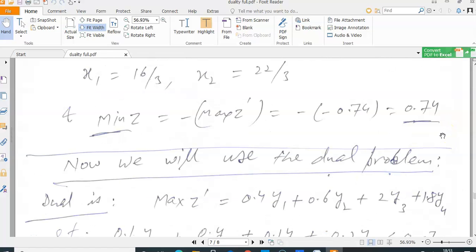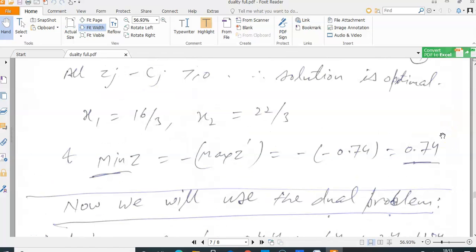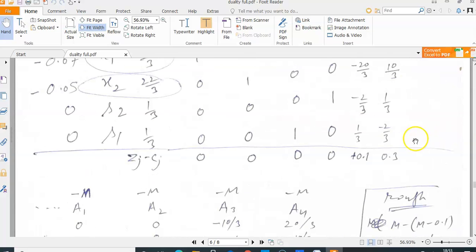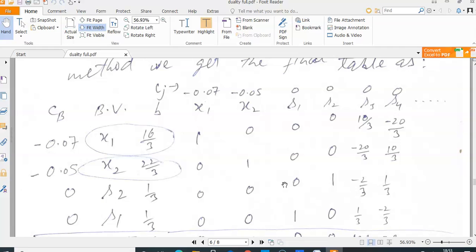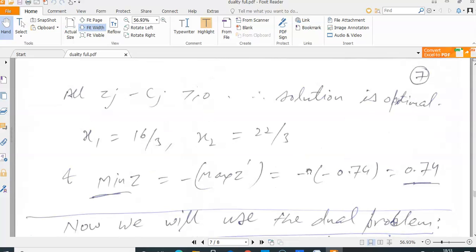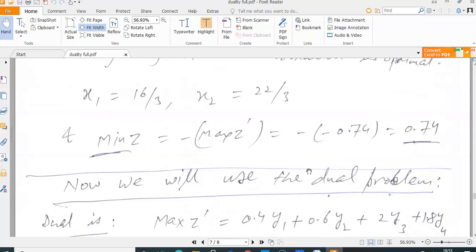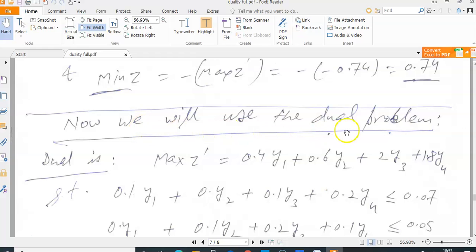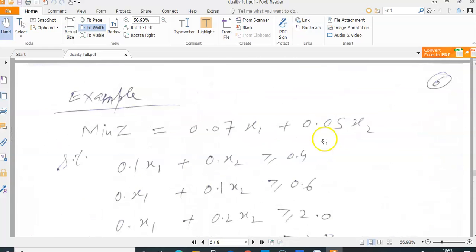This is how we obtain the solution, but there are many simplex tables involved here, and a lot of effort is required to obtain the final solution. Now what we can do is use duality. We can find the dual of the primal. This is the primal.